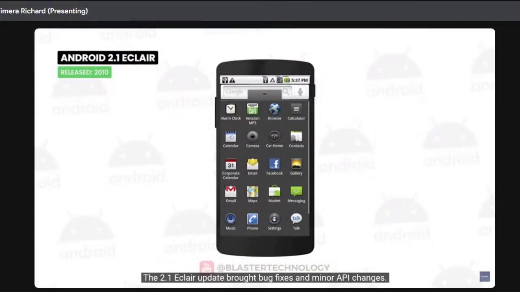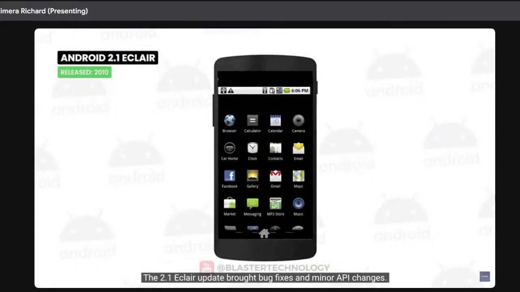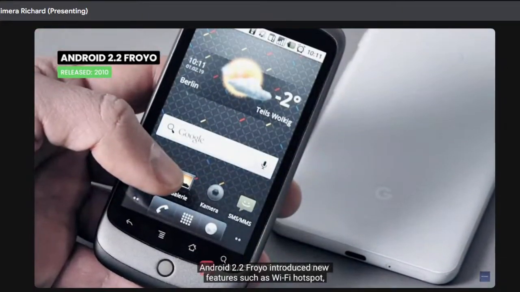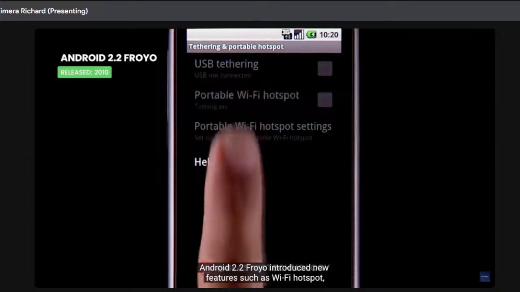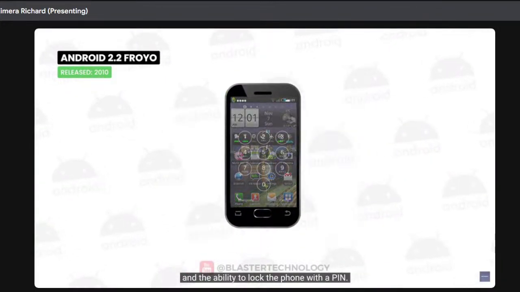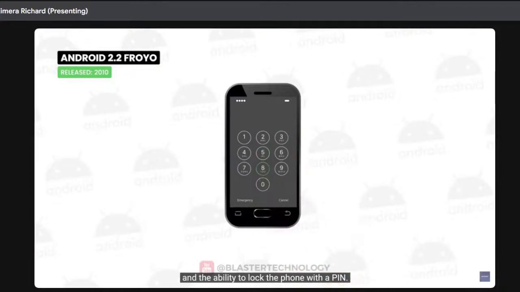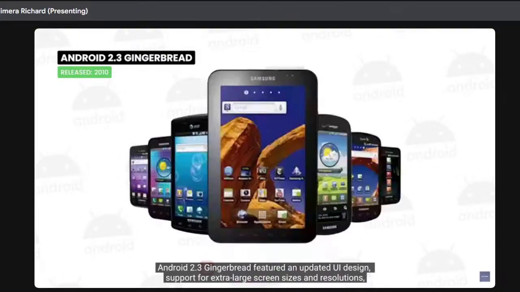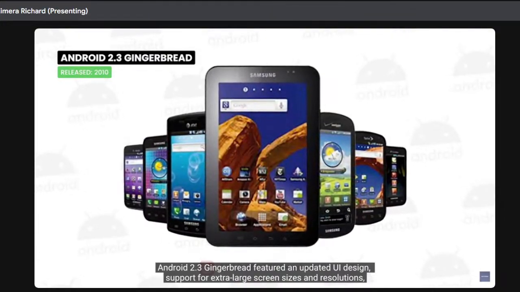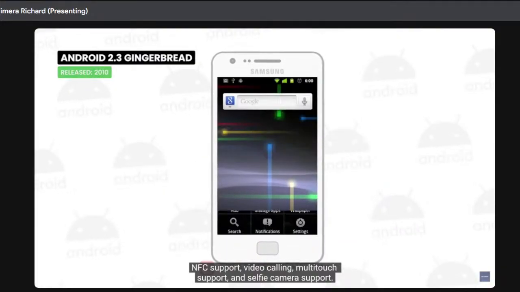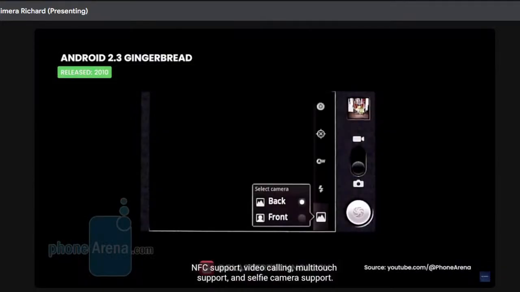The 2.1 Eclair update brought bug fixes and minor API changes. The 2.2 Froyo introduced new features such as Wi-Fi hotspot, push notifications via Android Cloud to Device Messaging, and the ability to lock the phone with a PIN. Android 2.3 Gingerbread featured an updated UI design, support for extra large screen sizes and resolutions, NFC support, video calling, multi-touch support, and selfie camera support.